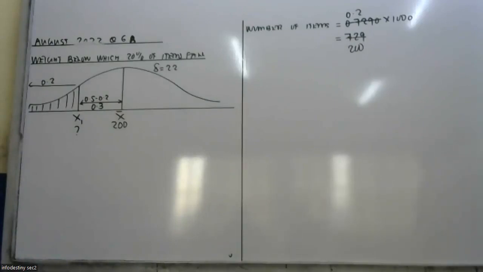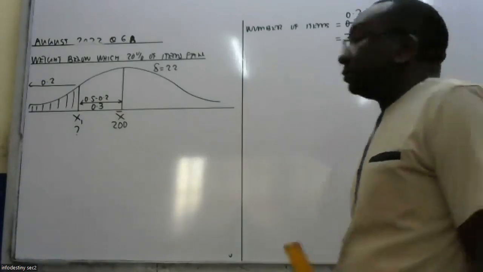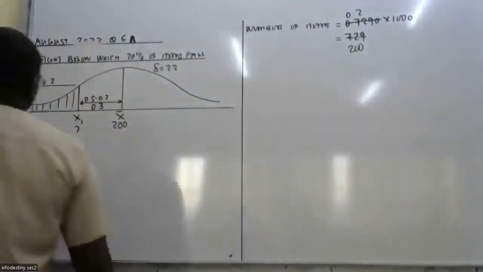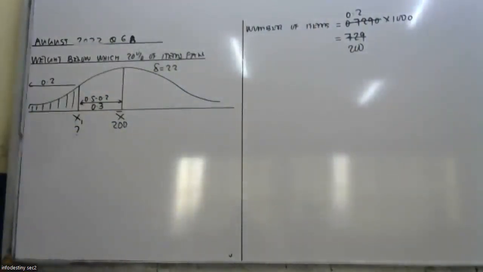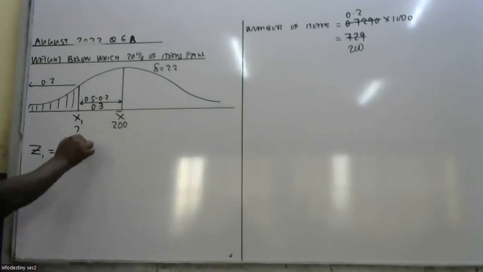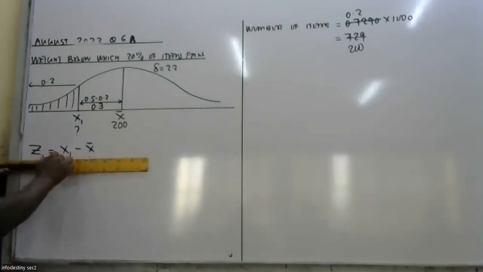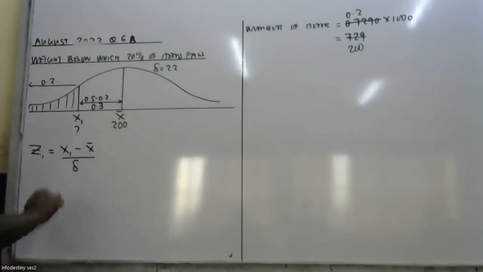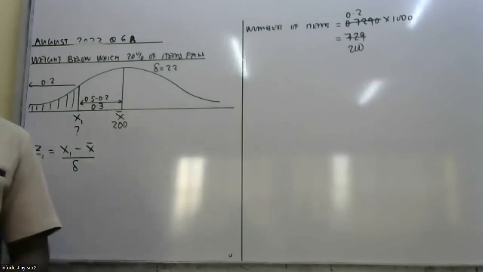Get through? So if we are through, tutakuja hapa tuseme hivi. Z1 should be given as X1 minus X bar. We divide by what? Standard deviation. Hiyo ndio formula tumekuwa tukitumia.